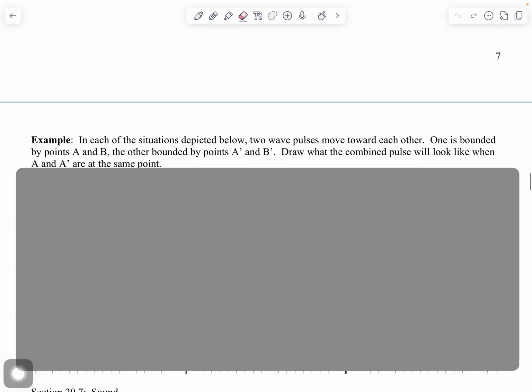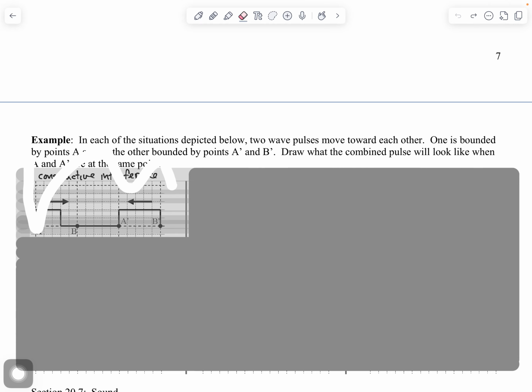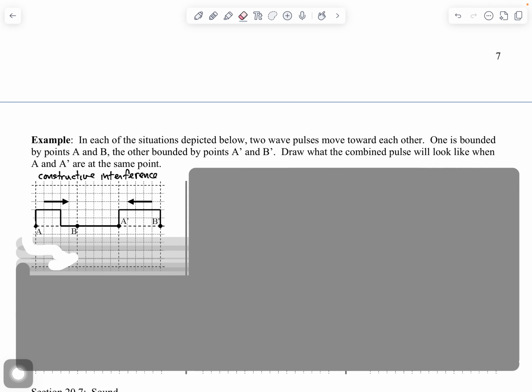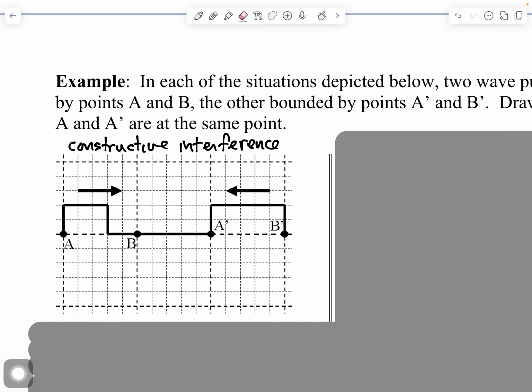Let's uncover a little bit of this so we can take a look. In the first scenario, we have two waves at each other. There's really a total of 6 points if you think about it: 1, 2, 3, 4, 5, 6. Initially, point B is going to meet A prime, but when these two wave regions completely overlap, A and A prime will be at the same position. That's ultimately what we're trying to do.